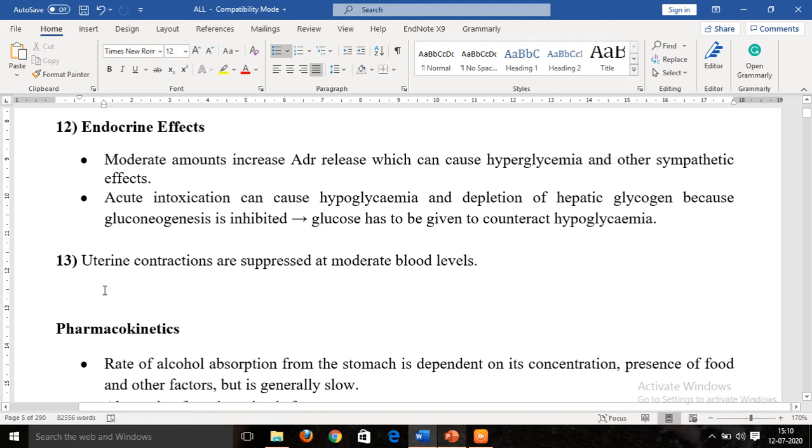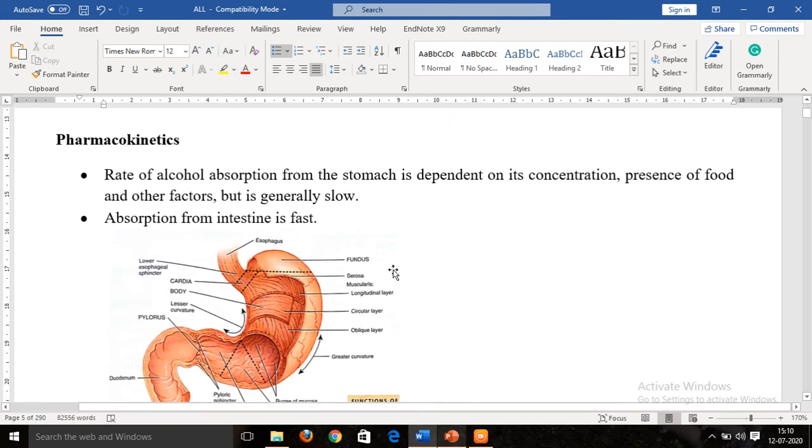Then one minor action is on the uterus, that is, the uterine smooth muscle contractions. These are suppressed at moderate levels, but this action is not very significant. So this finishes the pharmacological actions of ethanol.